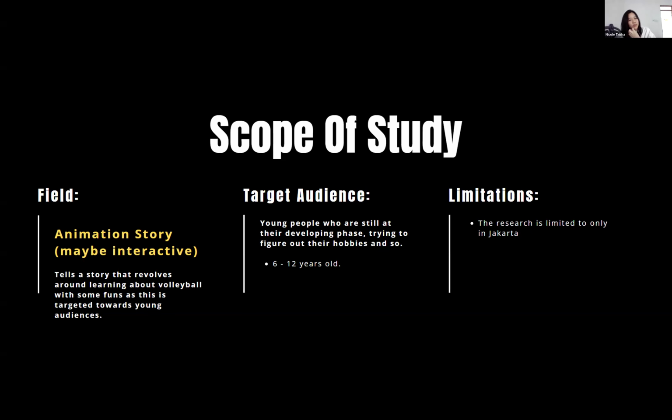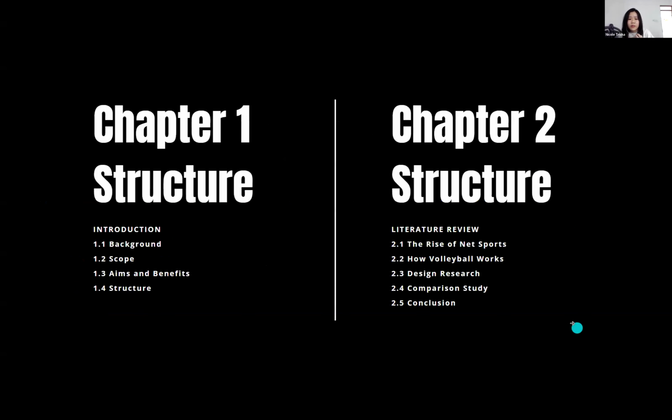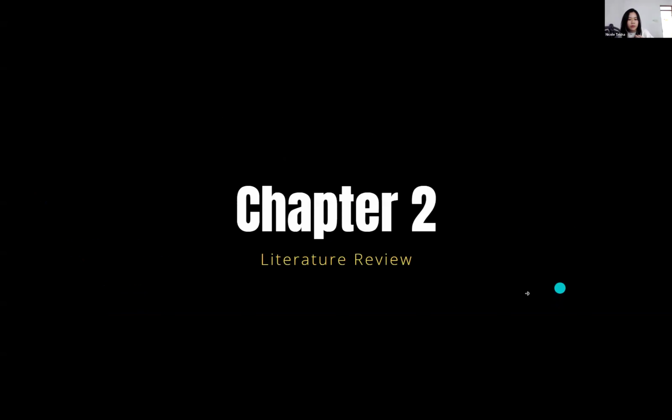The limitation for this is that the research is limited only to Jakarta, so I can probably only interview people inside Jakarta. So this is the structure for chapter 1 and chapter 2. There might be some changes in the future because, again, mine is not exactly complete. Let's go to the next one, chapter 2, literature review.